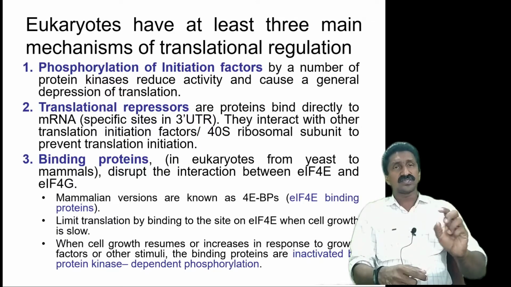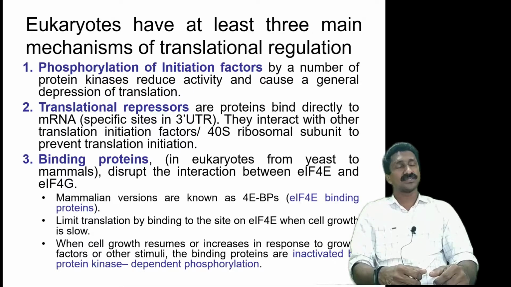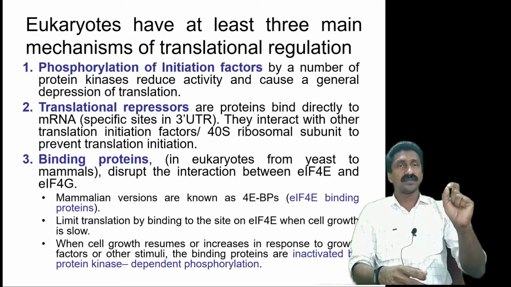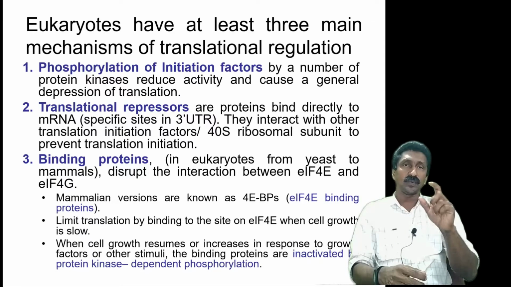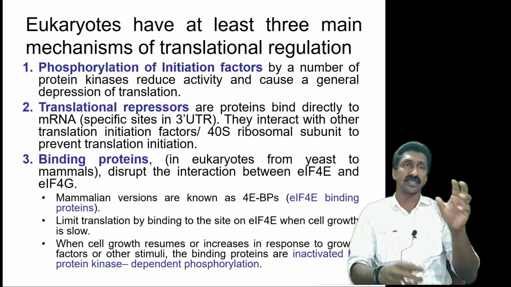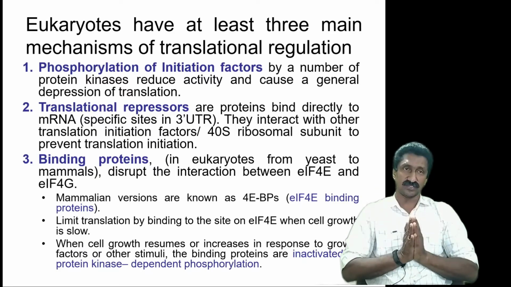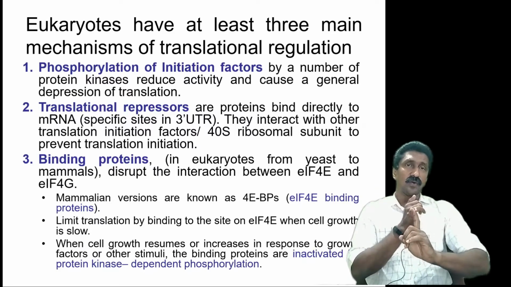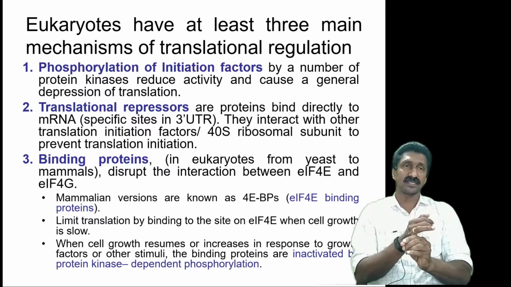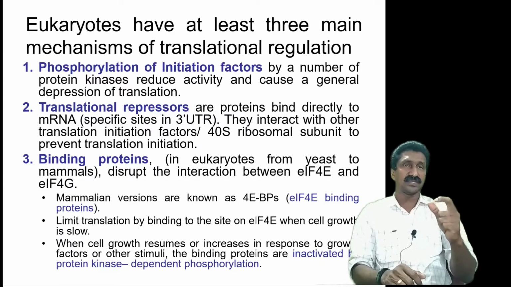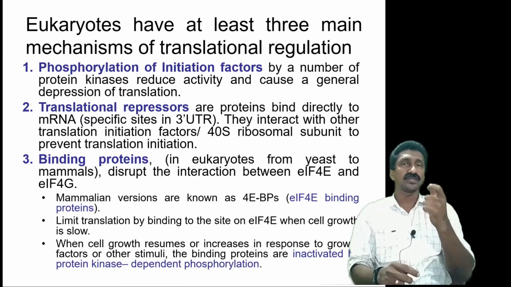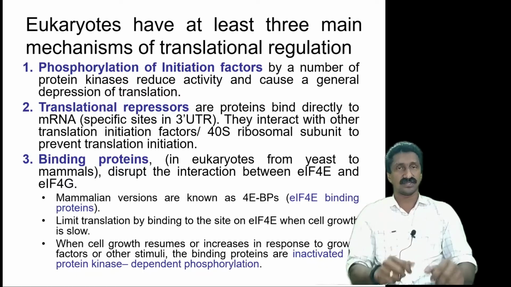And eukaryotes have at least 3 main mechanisms of translational regulation. One is phosphorylation of initiation factors by a number of protein kinases, which reduces activity and causes a general depression of translation. So the first one, phosphorylation of initiation factors by a number of protein kinases, reduces the translation activity and causes a general depression in translation.